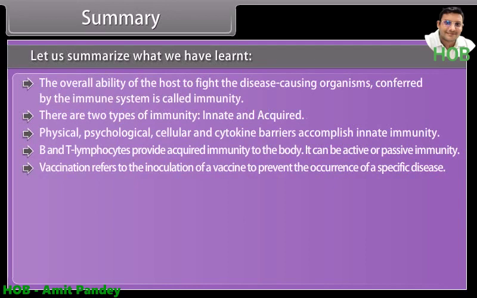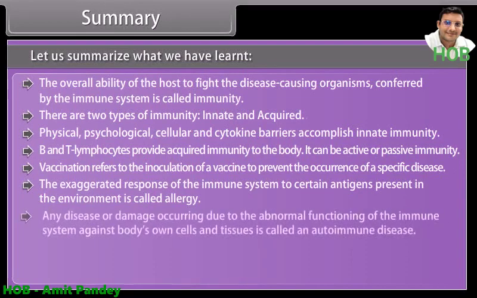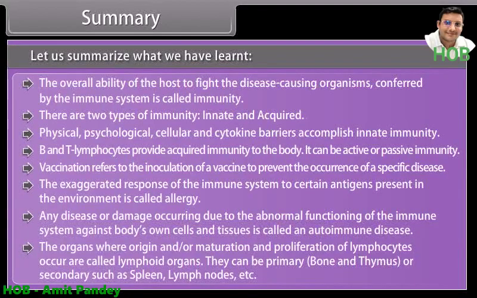Vaccination refers to the inoculation of a vaccine to prevent the occurrence of a specific disease. The exaggerated response of the immune system to certain antigens present in the environment is called allergy. Any disease or damage occurring due to the abnormal functioning of the immune system against body's own cells and tissues is called an autoimmune disease. The organs where origin and or maturation and proliferation of lymphocytes occur are called lymphoid organs. They can be primary, bone marrow and thymus, or secondary, such as spleen, lymph nodes, etc.